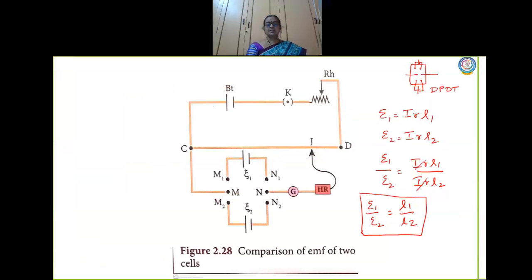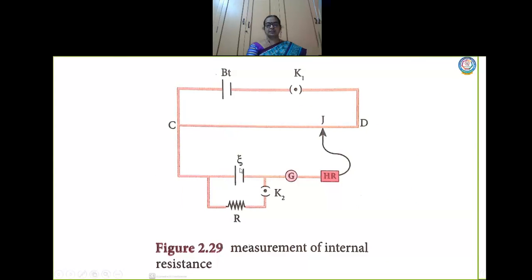Now the same thing is done for the first part of the experiment. With K2 open, find out the potential drop, which is given as psi proportional to L1. You find the balancing length. Now a suitable resistance is included in the resistance box. This is a known resistance box. You can fix a value of resistance in this resistance box. So fix a value for a resistance and close the key.